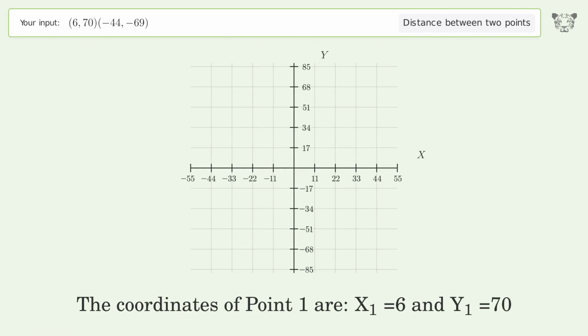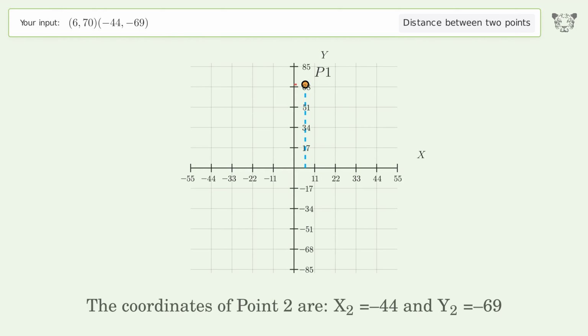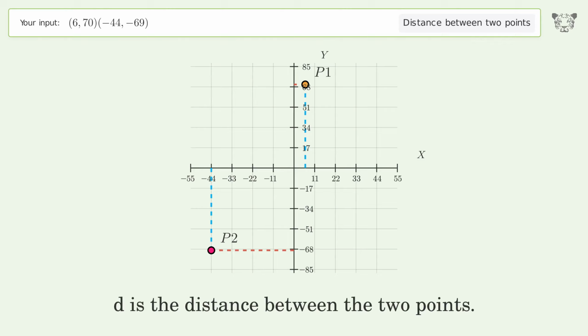The coordinates of point 1 are x1 equals 6 and y1 equals 70. The coordinates of point 2 are x2 equals negative 44 and y2 equals negative 69. D is the distance between the 2 points.